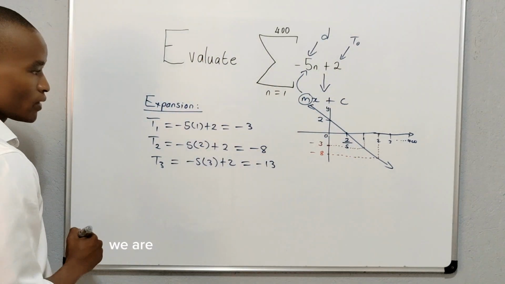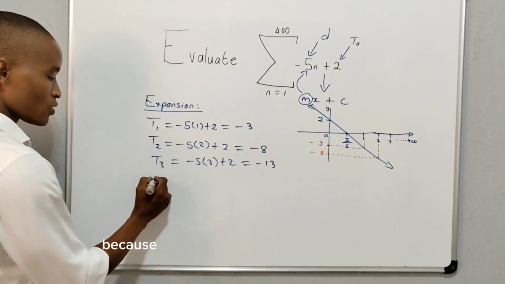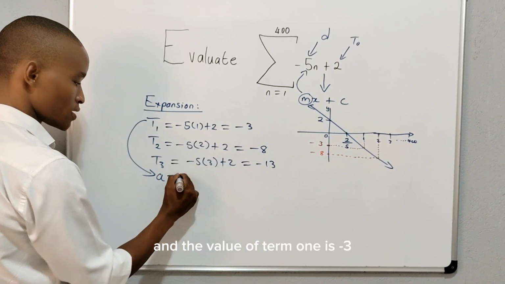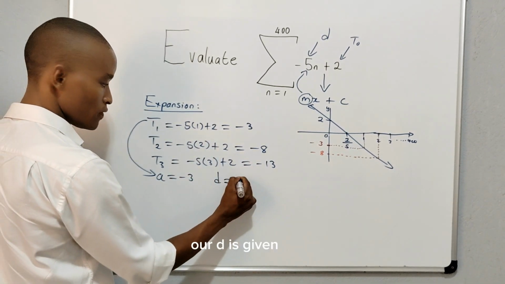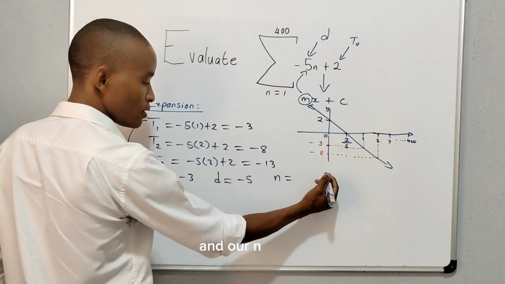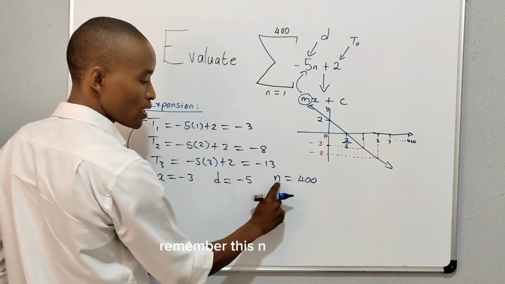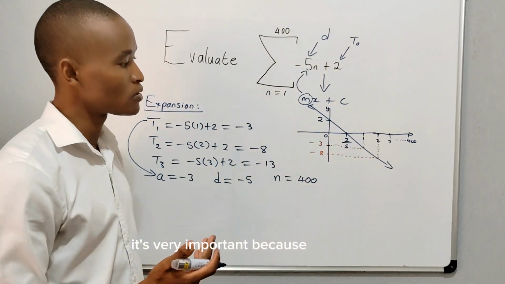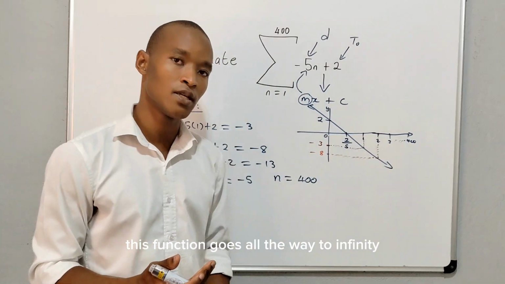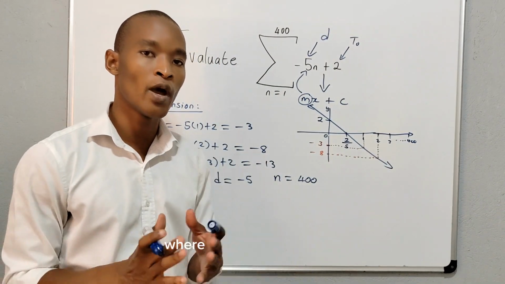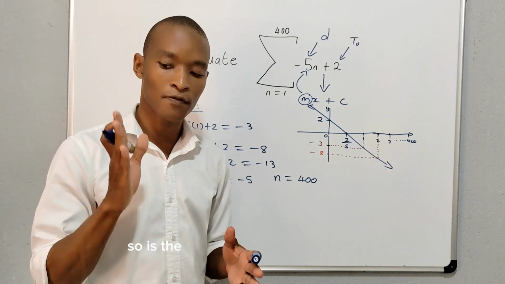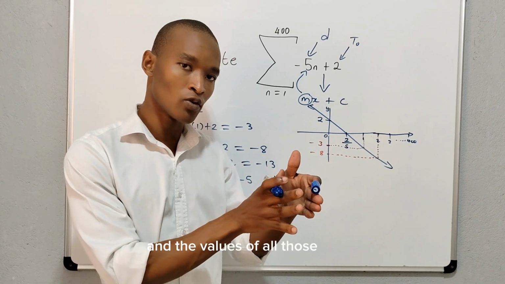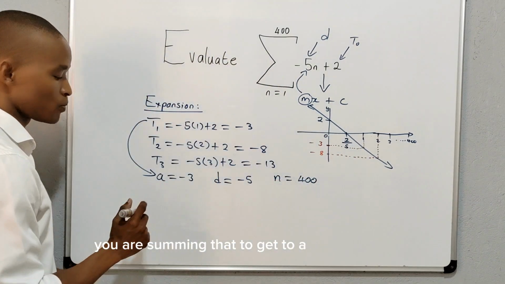Okay, so we are ready to get to our sum formula because our a obviously comes from term 1 and the value of term 1 is -3. Our d is given, it is -5, and our n is 400. Remember, this n is the first n terms that you're summing. It's very important because this function goes all the way to infinity, and you can't just say 400 terms. Where in the series are you? So it's the first 400 terms from term 1 all the way to term 400, and you are summing the values of all those terms to get your particular value.